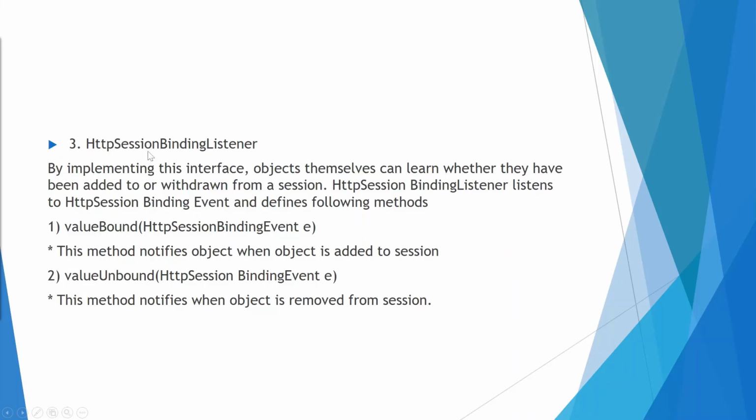HTTP session binding listener. By implementing this interface, objects themselves can learn whenever they have been added to or withdrawn from a session. HTTP session binding listener listens to the HTTP session binding event and defines the following methods. Value bound. This method notifies the object when the object is added to the session. Second one is value unbound. This method notifies when the object is removed from the session.